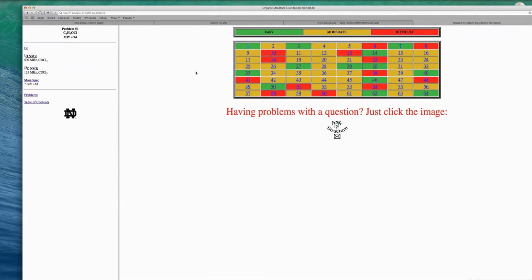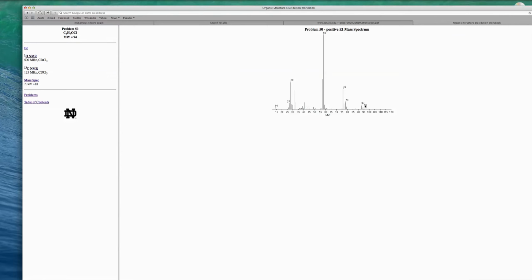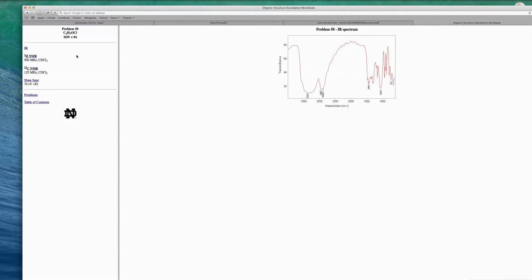Notice I have the exact same formula. So of course when I go to the mass spec, I have an M and an M plus 2 in a 3-to-1 ratio. That's really difficult to see unless you blow this up. Looking at the IR, I clearly have an OH. So now I have an alcohol.